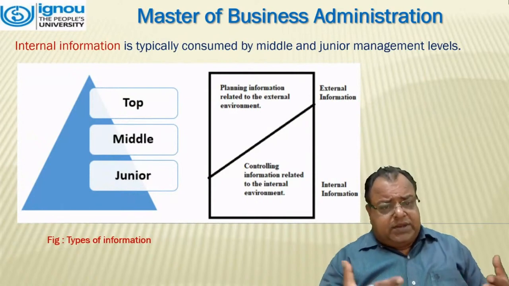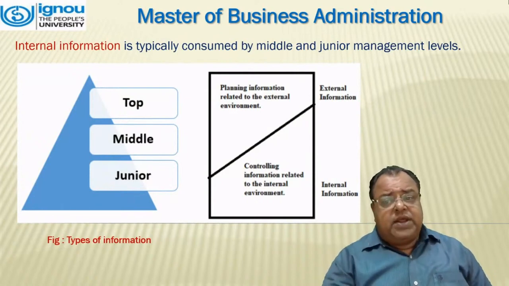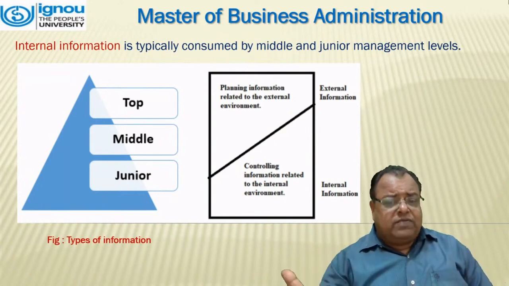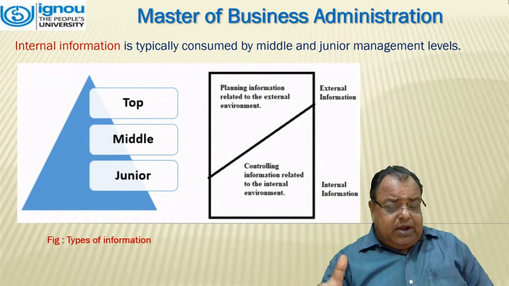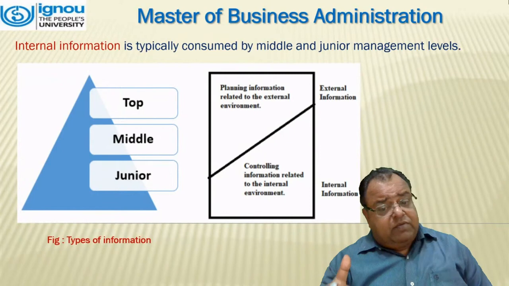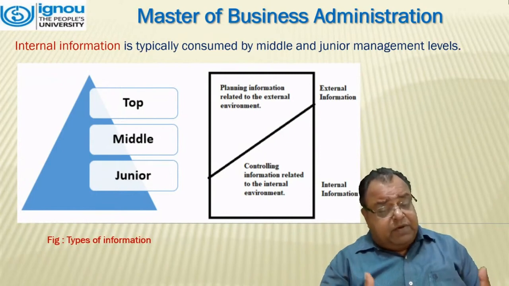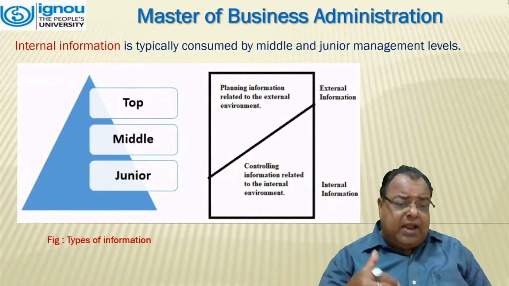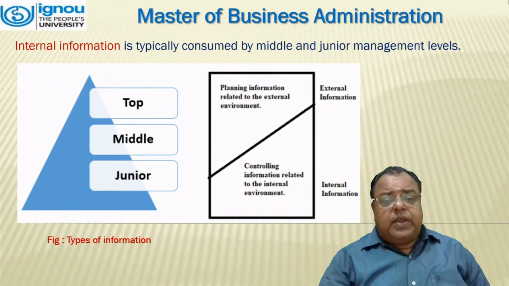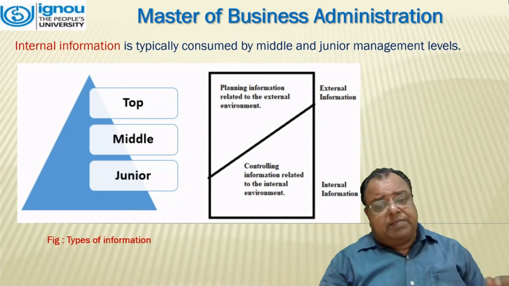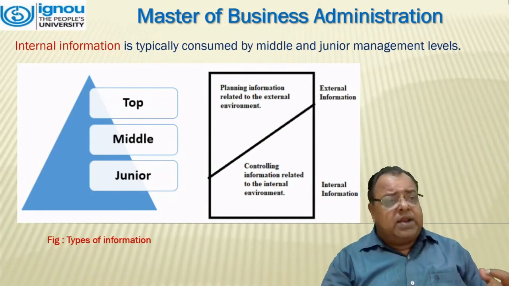Internal information is typically consumed by middle and junior management, because we are aware there are three levels: top, middle, and junior. If we look to the right side of the screen, we can see that there are two kinds of information. The lower one is internal information, which is a part of controlling, related to the internal environment of the organization. And if you move to the higher side, from middle to the top, that is external information, a part of planning, related to the external environment.